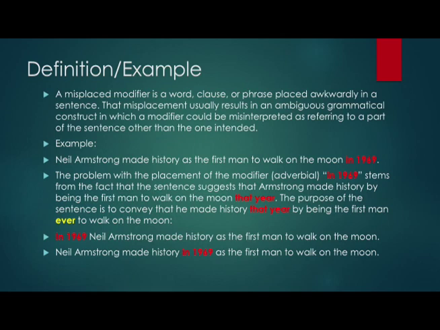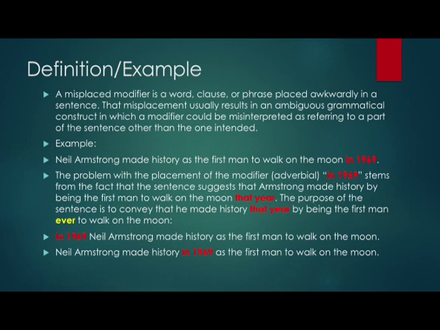So a misplaced modifier is a word or a clause or a phrase which is placed awkwardly in a sentence. That misplacement generally results in an ambiguous grammatical construct in which that modifier could either be misinterpreted as being a part of the sentence other than the one intended, or just be very illogical in that statement.